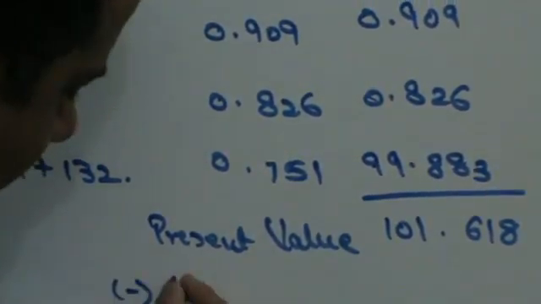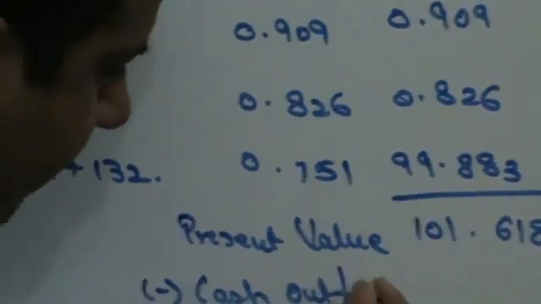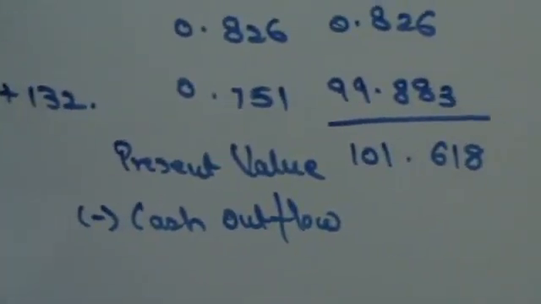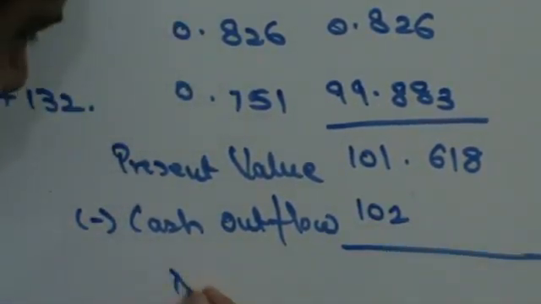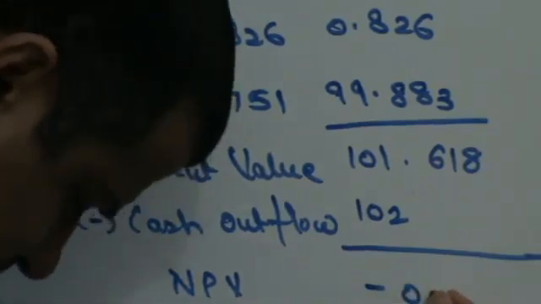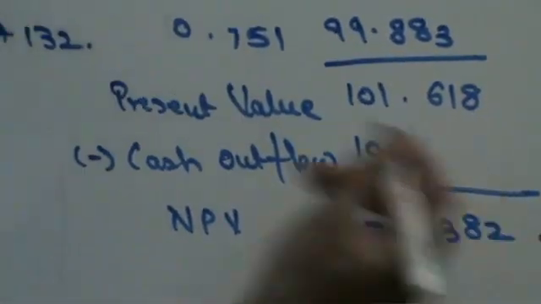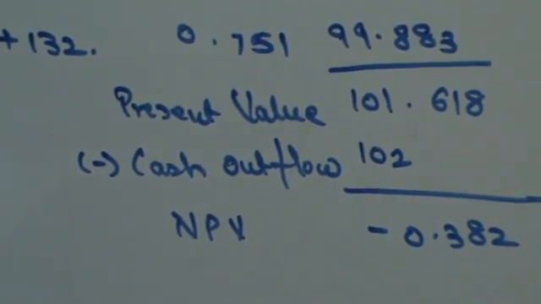How much is your cash outflow? How much did you buy the share for? Your cash outflow is 102 rupees. Since I'm getting a net present value that is negative, that means my present value of cash inflow is less than the present value of cash outflow. Therefore, it is not advisable to invest in these shares. Do we get this thing clear?